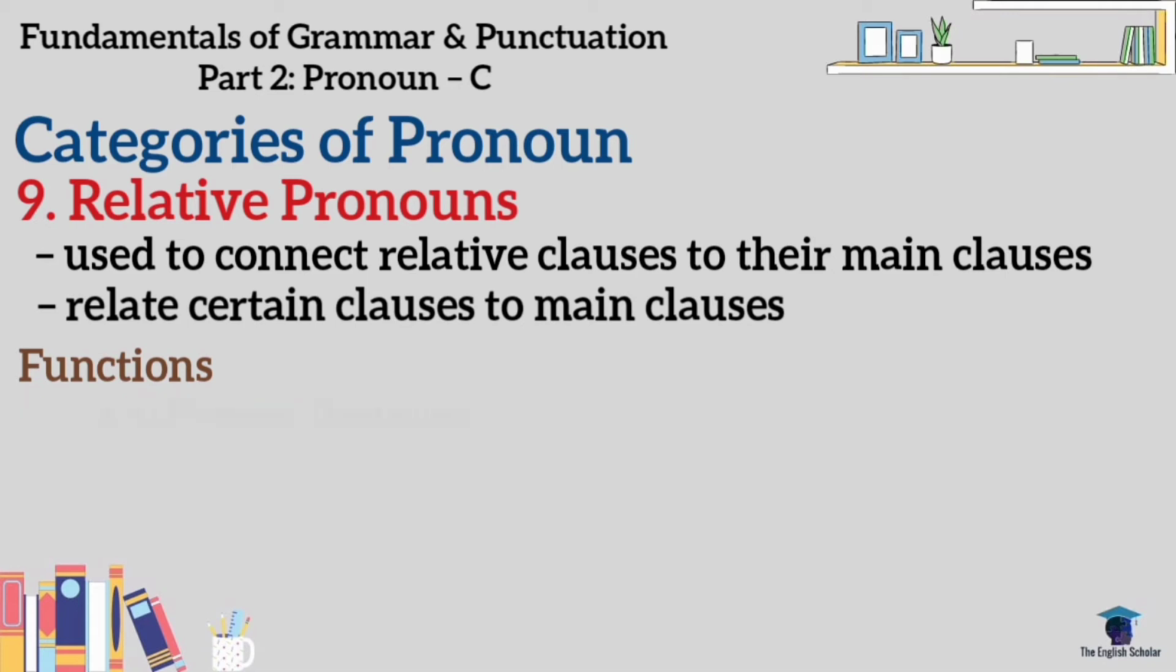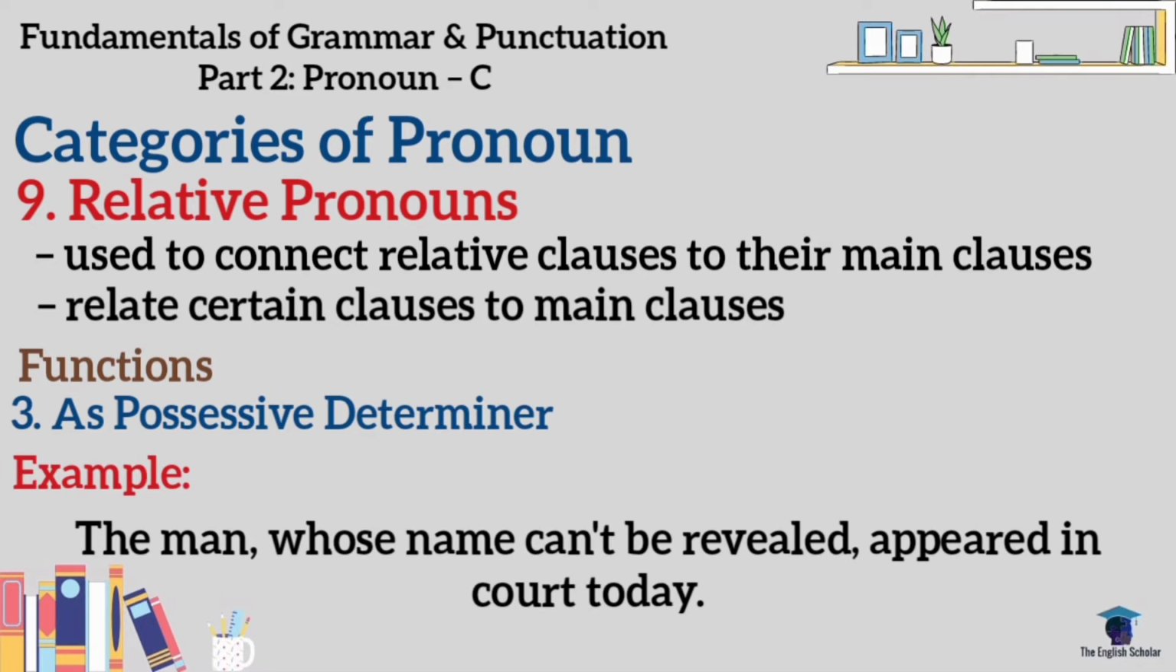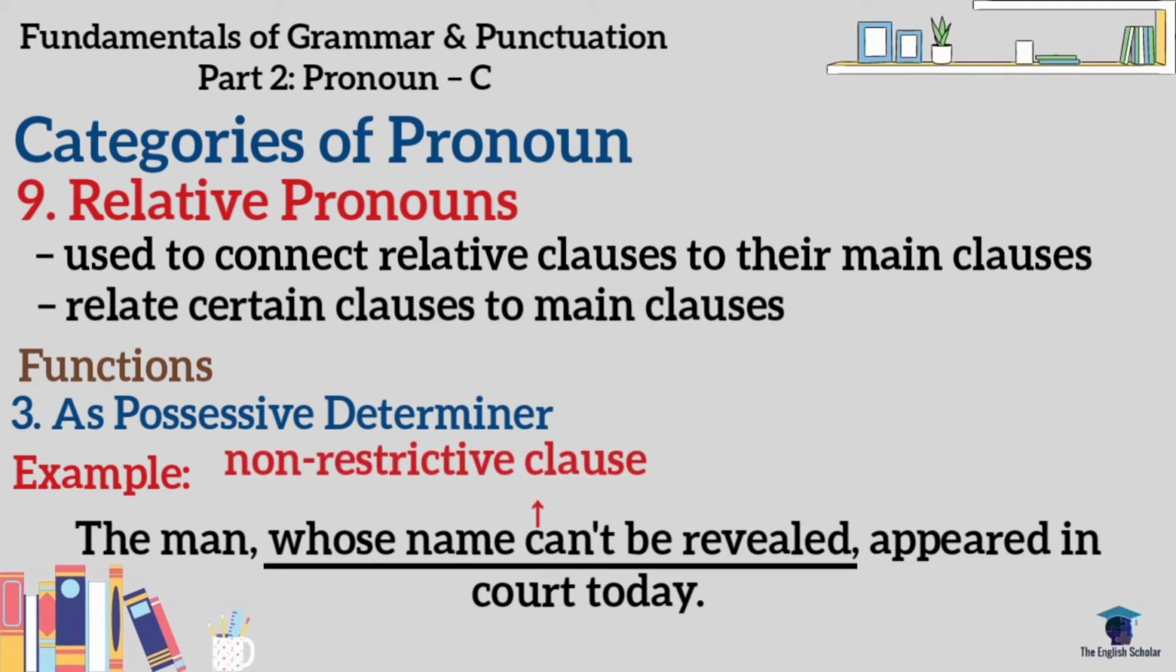Next, number 3. Relative pronoun as a possessive determiner. The man, whose name can't be revealed, appeared in court today. The structure of this sentence is quite different, but don't worry, it is way easiest among the 3. In this kind of sentence, the clause between 2 commas is always the non-restrictive clause, meaning it is a non-essential clause. Even if you remove it together with the commas, it will still be complete and understandable as a sentence.